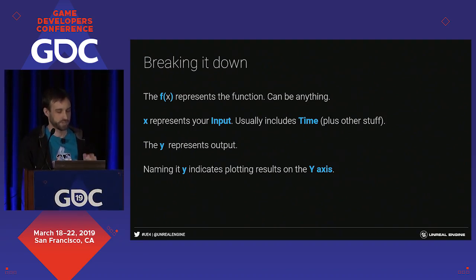And for most of the demos in this talk, that's going to be time plus some additional little parameters like an offset or a user parameter. And then the y basically just represents the output, but what you do with it is entirely up to you. And it's named y in the mathematical context because people are graphing things across the x and the y-axis. So basically that plots the point on the y-axis.